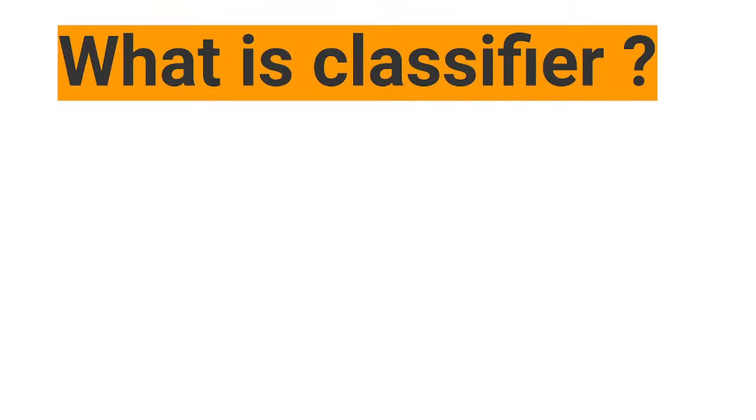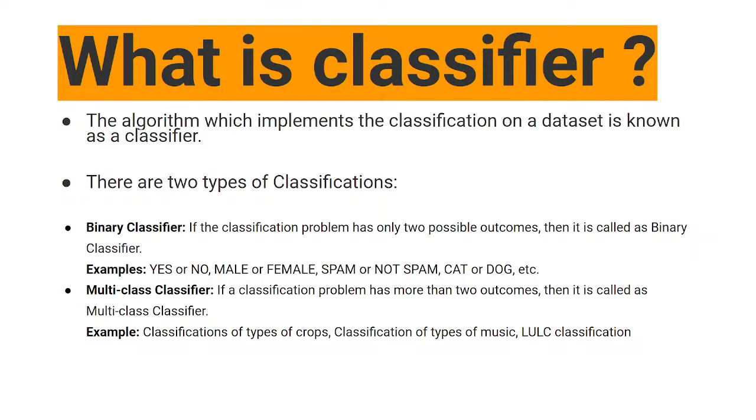Okay, so at this time, first of all, we should know about the classifier. So mainly, what is the classifier? A classifier is for classification. The algorithm which implements the classification on a data set is known as a classifier. Suppose I have a data set, and I want to implement an algorithm on this data set. This type of algorithm is called a classifier.